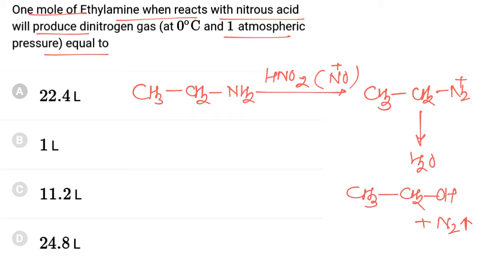So along with alcohol, nitrogen gas is formed. So from 1 mole of ethylamine, 1 mole of nitrogen gas is released, and hence the correct answer is A. 22.4 liters of nitrogen gas is released from 1 mole.